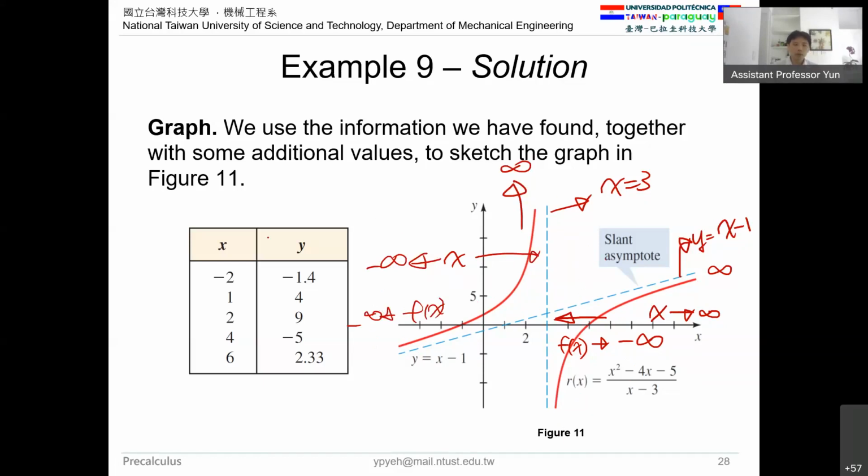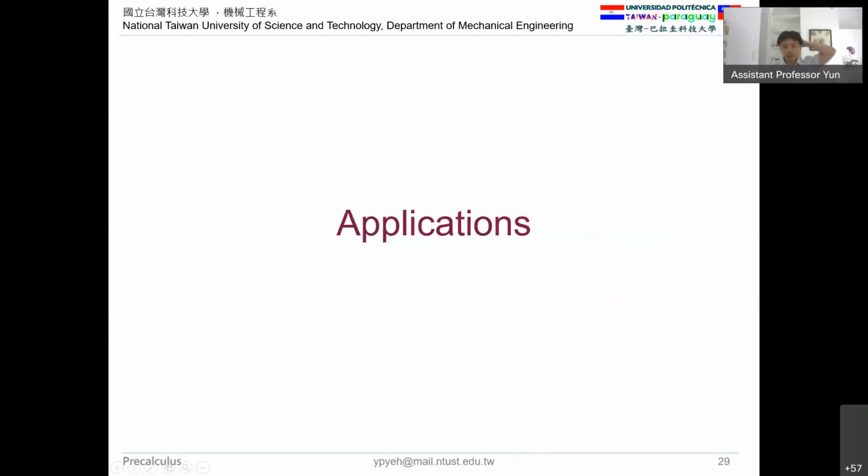If the degree of the numerator is larger than the denominator, then we know to find the slant asymptote. And then the other steps for graphing this rational function just follow the original steps for graphing rational functions. Okay, so this is just two parts of the rational functions.